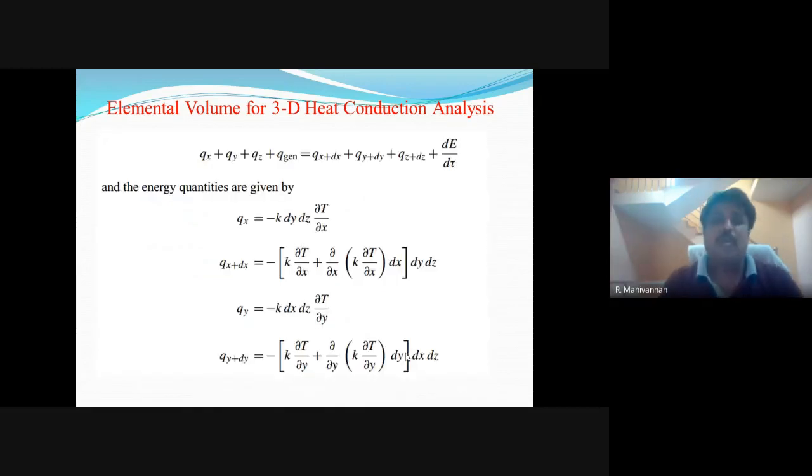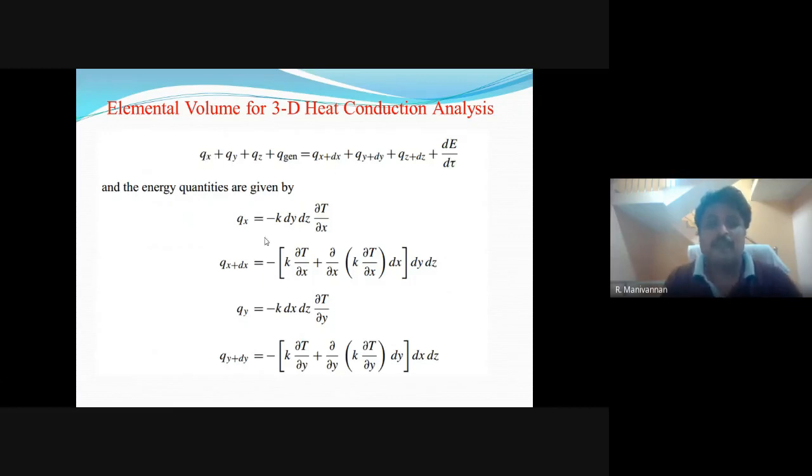Now let us go to the derivation. Here qx plus qy plus qz plus qgen equals qx+dx plus qy+dy plus qz+dz plus dE/dτ. Now we want to write the equations for each and every term, substitute them here and simplify. When we simplify, we will get the general 3D heat conduction equation for a Cartesian coordinate system.